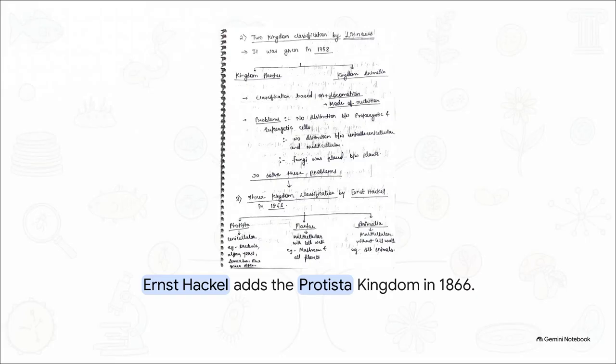To solve this glaring cell issue, Ernst Haeckel stepped up to the plate in 1866. He introduced a third kingdom, which he called Protista. This was created specifically to house those tricky unicellular organisms that just didn't fit before, things like bacteria, yeast, amoebas, and blue-green algae. So now we had Protista for the single-celled stuff, Plantae for multicellular organisms with cell walls, and Animalia for the ones without.